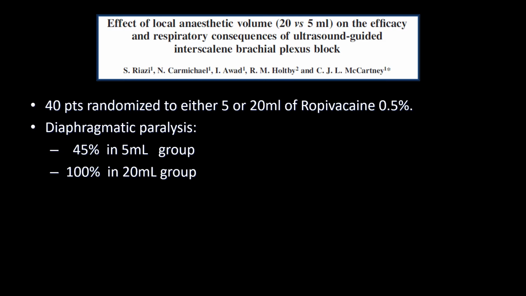Specifically, a study looking at that looked at 40 patients randomized to either 5 or 20 milliliters of ropivacaine, 0.5%, and they noted that diaphragmatic paralysis using 20 milliliters was essentially 100% of patients. Now they were able to reduce that almost in half by cutting their volume to 5 milliliters. And it should be noted that still 45% of patients, when you used as low as 5 milliliters to block the interscalene brachial plexus, still had diaphragmatic paralysis.